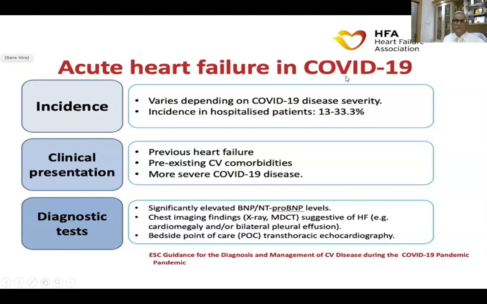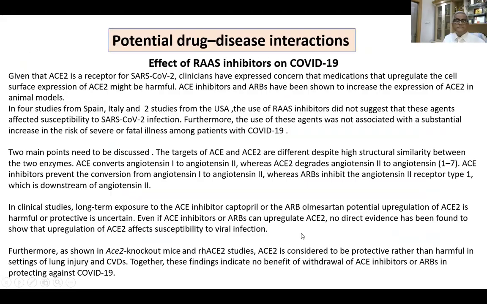Heart failure is an important component of COVID-19 infection, and it varies from 13 to 33%. It is more so in patients with a previous heart failure, more so in patients with pre-existing cardiovascular comorbidities, more severe in COVID-19 infection. Therefore, we do find some patients with COVID-19 have elevated BNP or pro-BNP. Chest imaging may show lungs suggestive of COVID, but with associated heart failure features. There could be cardiomegaly, bilateral pleural effusion, and an echocardiogram which showed left ventricular dysfunction. There could be drug and disease interaction.